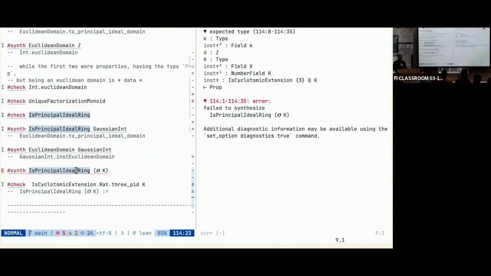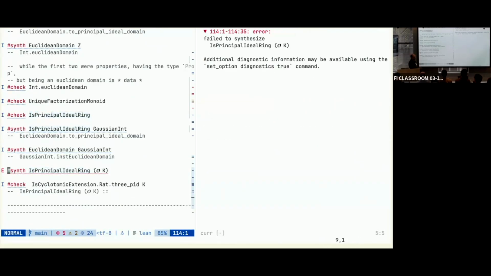Okay, so it's fun. I ask Lean, do you know on the nose that the ring of Gaussian integers is a principal ideal ring? And the answer is fail to synthesize. It doesn't mean that nobody proved it, but it means that it's not on the list of the stuff that Lean can find automatically. There are millions of lines of code. It won't try to use everything all the time. But there is a theorem that says it.